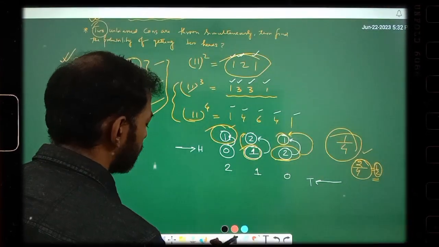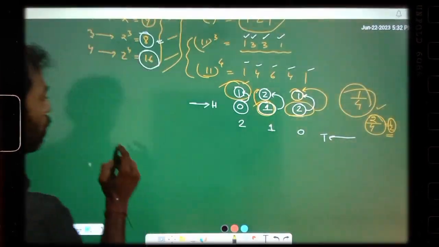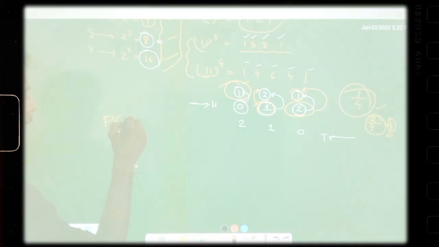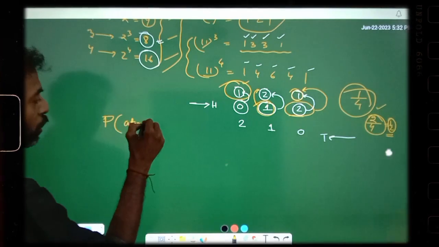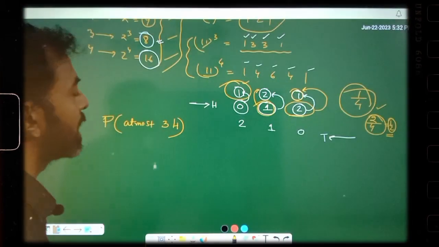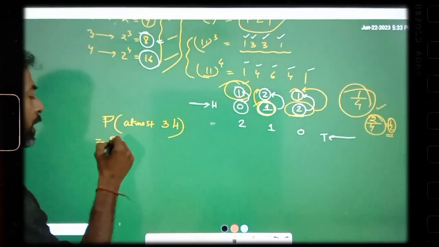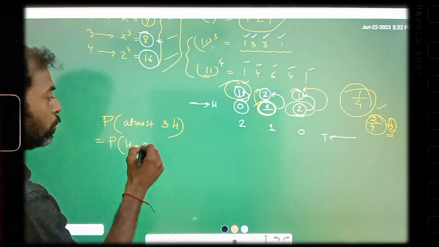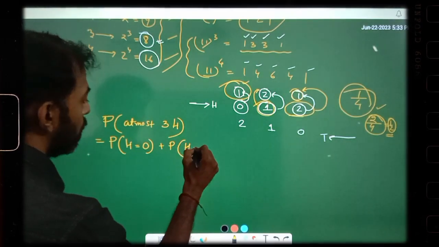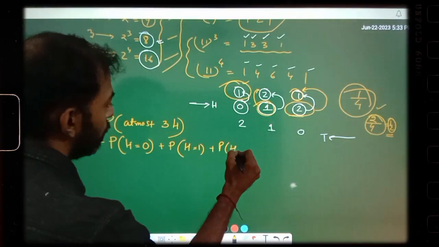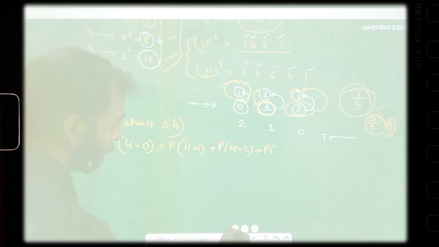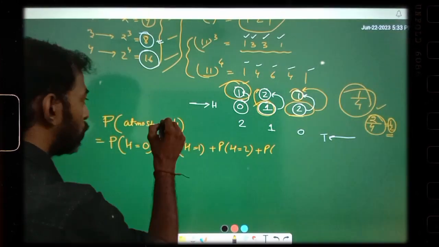Now take another question. When 3 coins are tossed, find the probability of at most 3 heads. Find the probability of obtaining at most 3 heads. At most 3 heads means you need to calculate probability of h equal to 0 plus probability of h equal to 1, probability of h equal to 2, and also probability of h equal to 3. I'm just changing this question a little bit: probability of at most 2 heads.